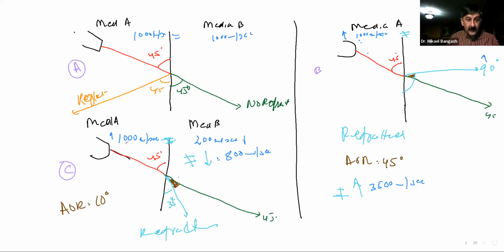So medium with greater speed, greater angle; medium with lower speed, lesser angle. A medium with same speeds, although we had an oblique incidence, the angles would be the same because there would be no refraction. Clear? Did that make sense? Yes. Thank you.